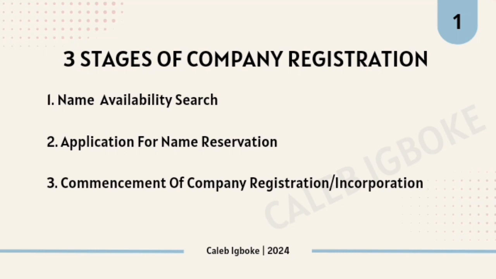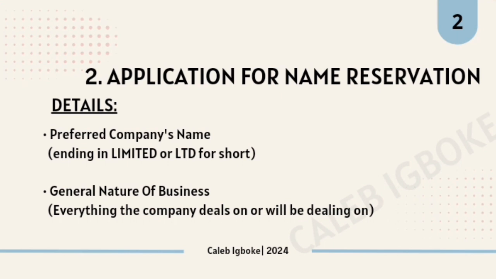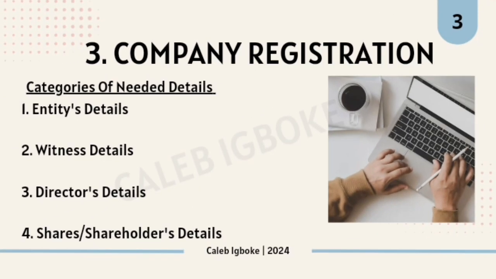Now when you've researched the name, that's when you move to the second step, which is application for name reservation. This is where you take the names you've researched for and apply that CAC should reserve this name for you. Now let's move straight to our major focus for today, which is company registration. That is the main registration itself.